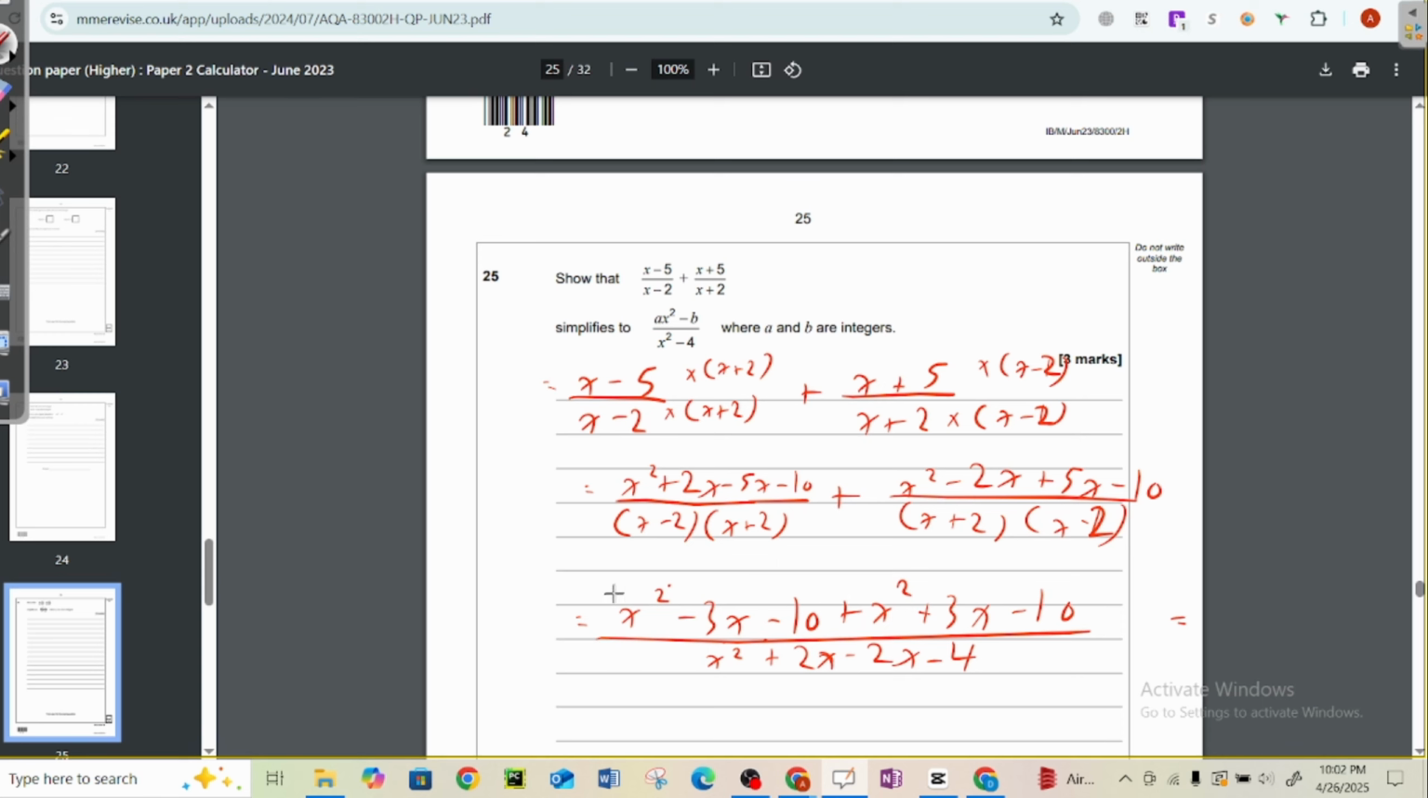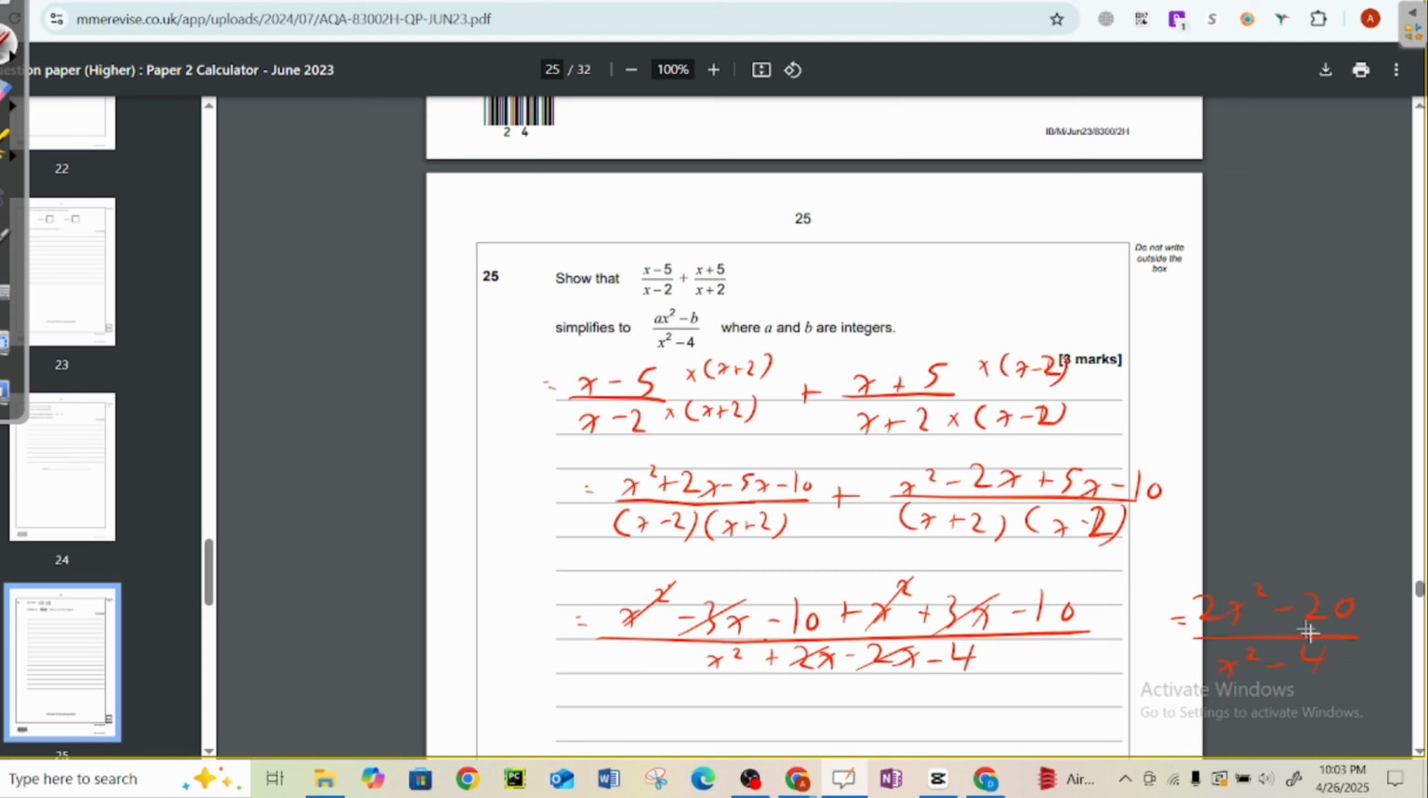Now x squared plus x squared gives you 2x squared. Minus 3x plus 3x cancels, that goes away. Minus 10 minus 10 gives you minus 20, divided by the plus 2x minus 2x goes away, x squared minus 4. Okay, so simple. ax squared is 2x squared, minus b is minus 20, over x squared minus 4.